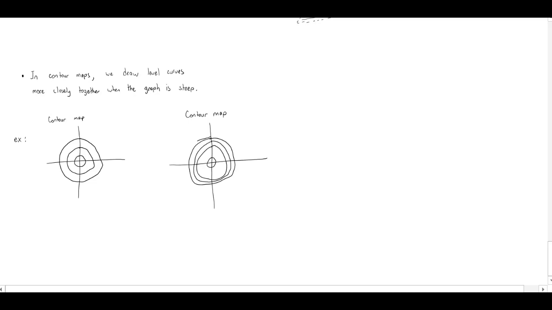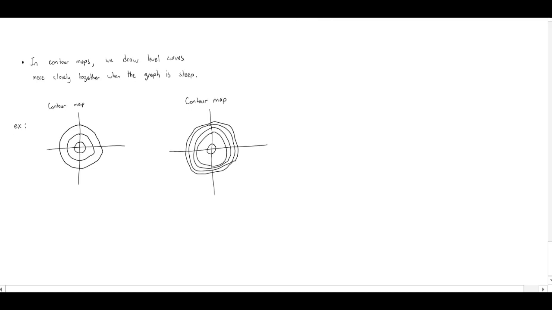So I wasn't so quick at drawing my circles, but my intention is that in this first picture, the circles are kind of like evenly spaced out. My intention for the second picture was that, yeah, it's not drawn too well, but they're getting closer to each other as you go further out. That was my intention, okay?